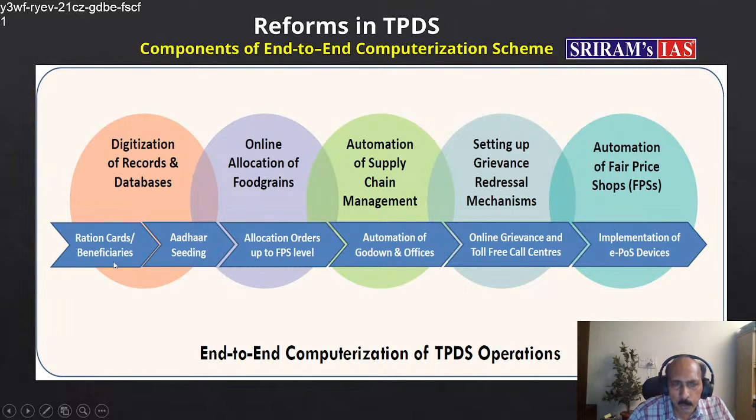Therefore, the first work was that all ration cards be seeded with the Aadhaar. The second was that the movement of the food grains right from the FCI godown till they are delivered at the FPS should be fully computerized, so that at any stage any monitoring agency can find out where we are at a particular level. If there is any problem, that can be identified in the system and rectified if it is end-to-end computerized. And this system was introduced by the government.